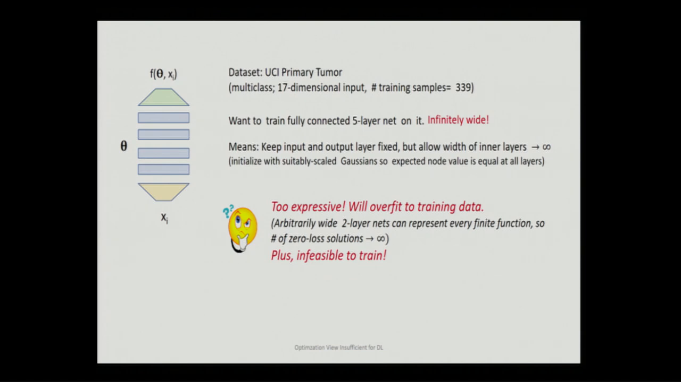When we teach neural nets classes, we show students that if you have an infinitely wide net, even with one layer, you can fit any finite data set. It's a simple theorem. So clearly, this is capable of fitting any finite function, let alone a function on 339 inputs. So this can clearly overfit, and as you go to the infinite limit, it has infinitely many solutions, so infinitely many nets that fit this data.